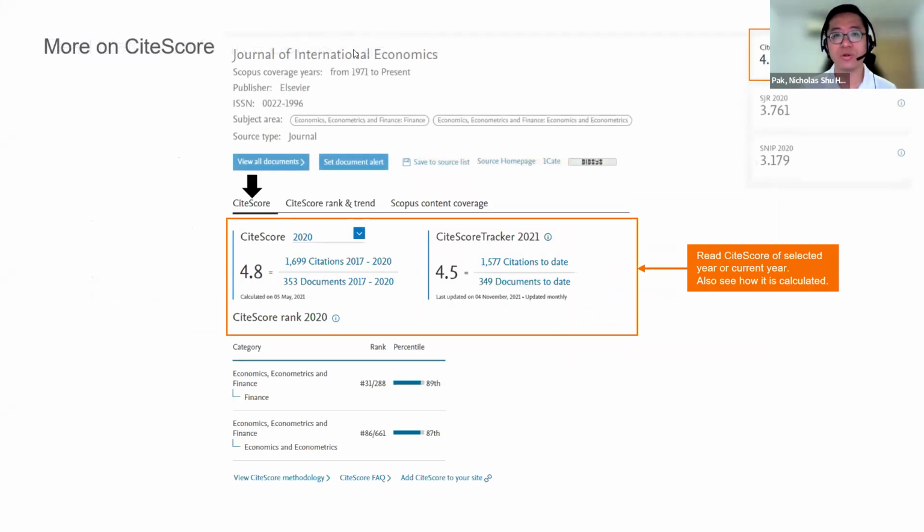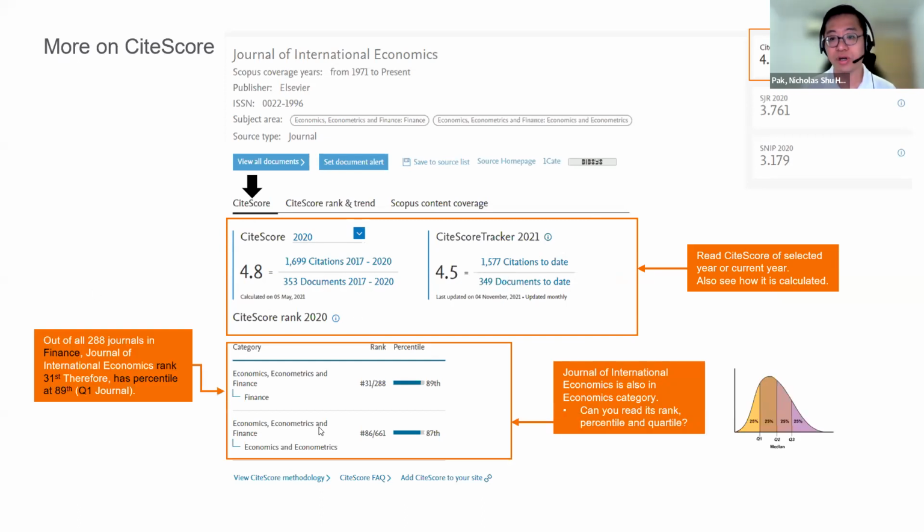So one thing I'll point out too is that within here on CiteScore itself, you get to see and calculate it accordingly, right? In terms of the total number of citations divided by the total number of documents. Within the CiteScore tracker itself, this is something like the live version, right? So we can see the number of citations to date and the documents to date itself. What I would like to point you towards is that you need to put it down in terms of a category perspective. We get to see this is ranked 31 out of 288 journals within finance, while at the same time, based on the CiteScore, this is ranked 86 out of 661, right?